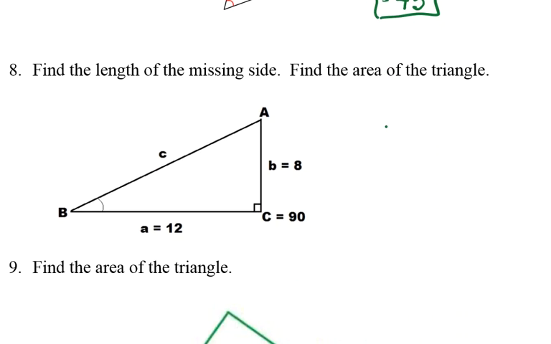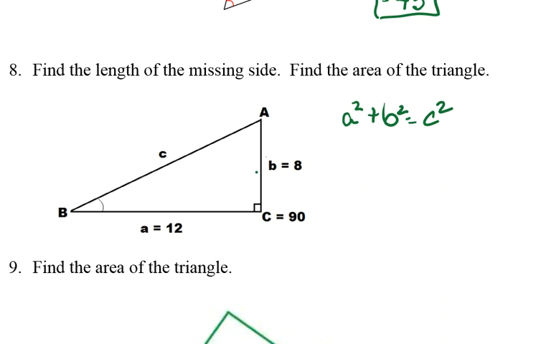So this one says find the length of the missing side and find the area of the triangle. When you were doing your definitions up above, one of the things you worked with or wrote down was the Pythagorean theorem. The Pythagorean theorem applies anytime you have a right triangle. The side opposite the right angle is the hypotenuse, and the other two sides, adjacent to or next to the right angle, are the legs. The Pythagorean theorem helps you find one if you're missing one of the 3 sides. So the Pythagorean theorem is a squared plus b squared equals c squared.